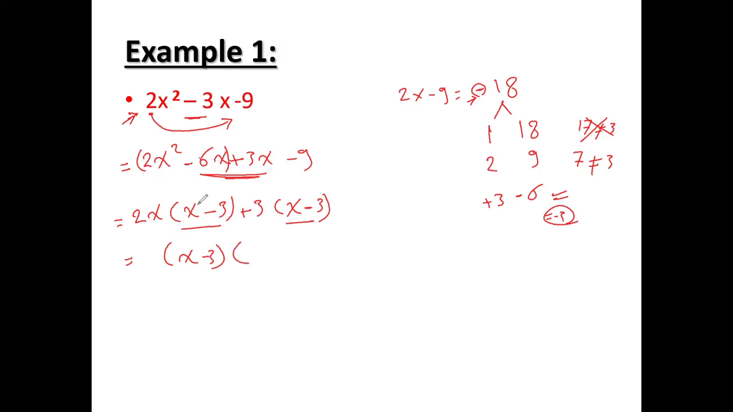So we will cancel, and we will get 2x. And we will cancel this also. We will get 3. And that's the final answer.